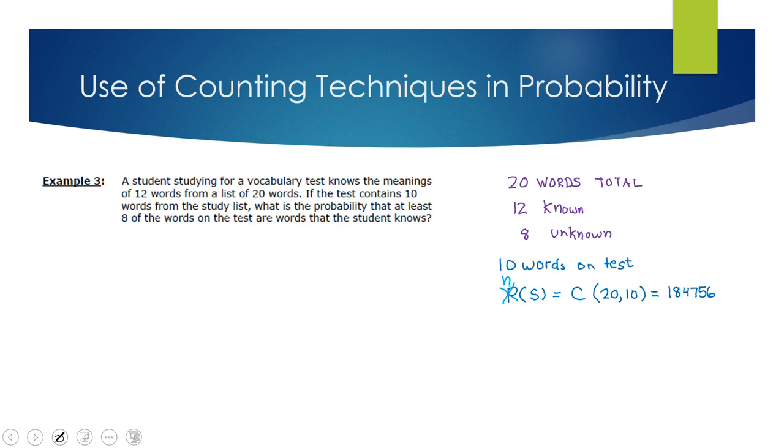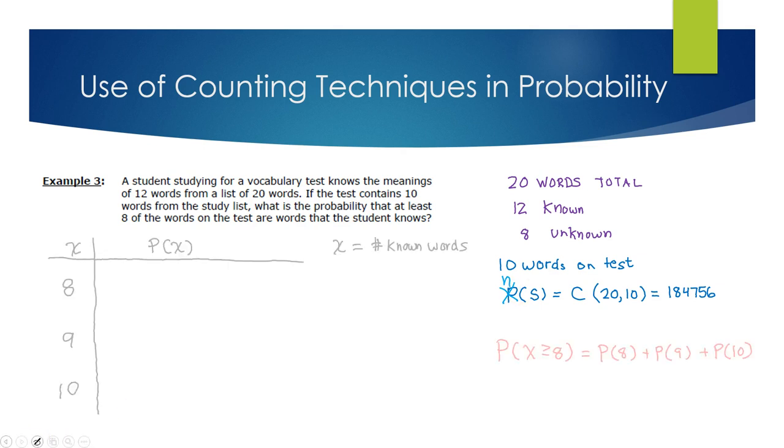What I want to do is figure out the probability that at least 8 of the words on the test are words that the student already knows. So I'm going to let x represent the number of known words. I know the probability of x being greater than or equal to 8 is going to be the probability of x being 8, plus the probability of x being 9, plus the probability of x being 10. So that was pretty straightforward. I just need to find the probabilities of 8, 9, and 10, and then add them together. That's going to give me the probability I'm looking for here.